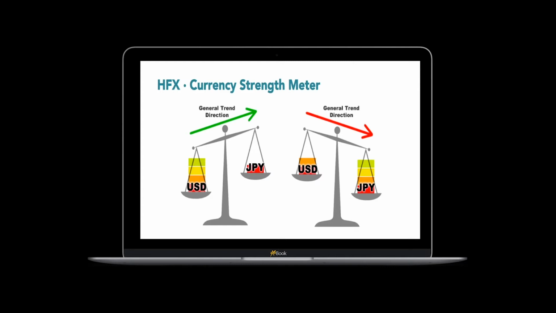On the right example, the US dollar only has 2 bars and the Japanese yen has 4. This indicates that there would be more weight, or strength, on the Japanese yen side, indicating that the general trend direction would be in the downward direction.